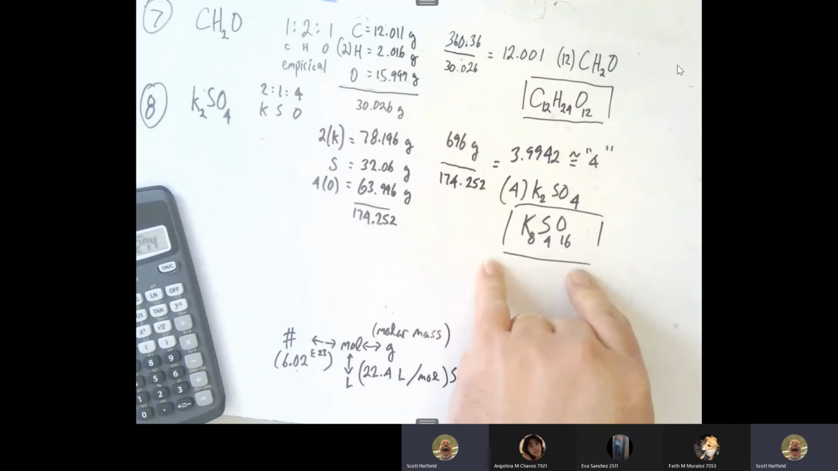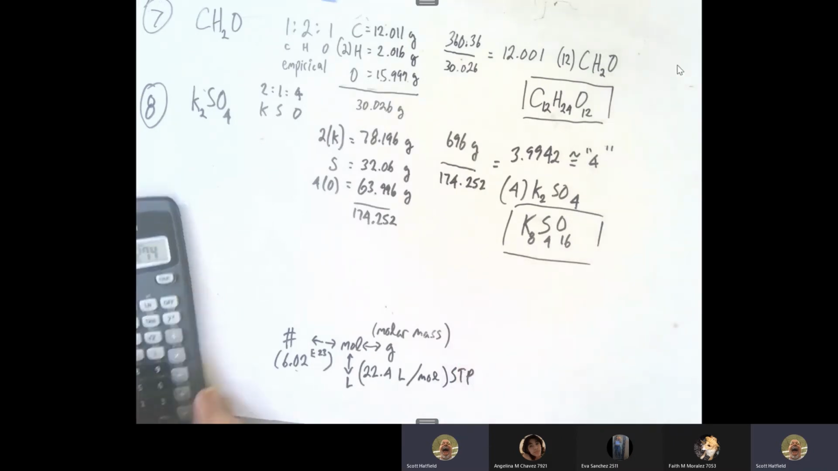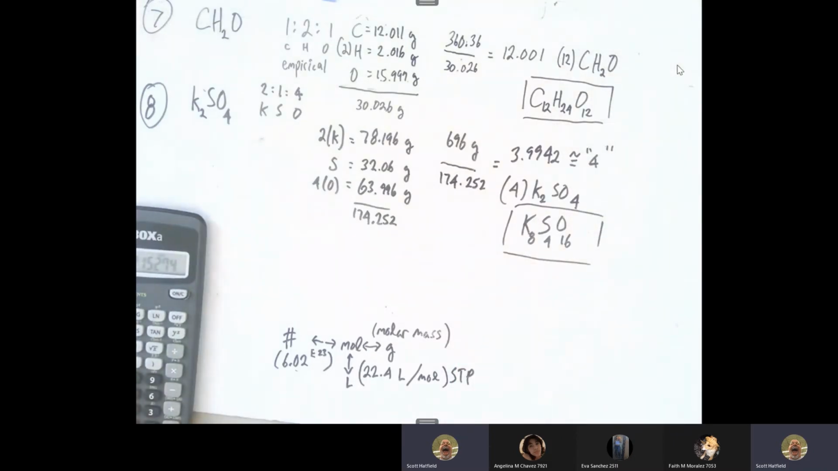The actual number of each type of atom that's in the actual compound. Okay, I'm going to leave 7 and 8 up for about 30 seconds or so before I go on. Problems 9 through 12 start having more steps, and I need more room, so if you need time to copy them, that is fine.